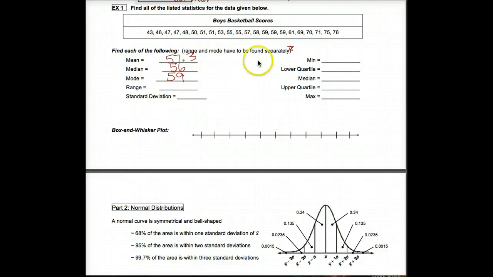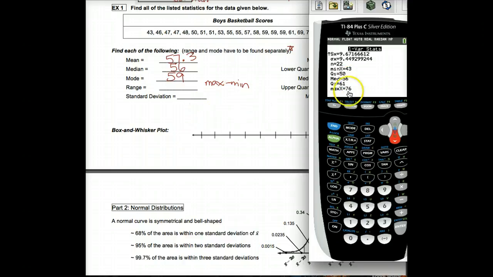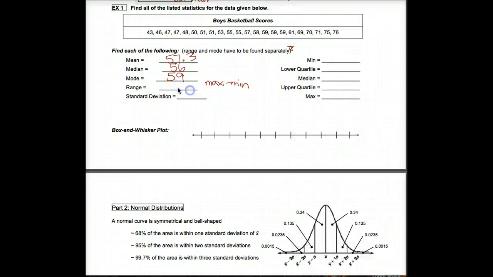The range you have to find separately by taking the max value minus the min. So max minus min, which, when we look back at our calculator, the max was 76, the min was 43. So 76 minus 43, which gives us a range of 33.